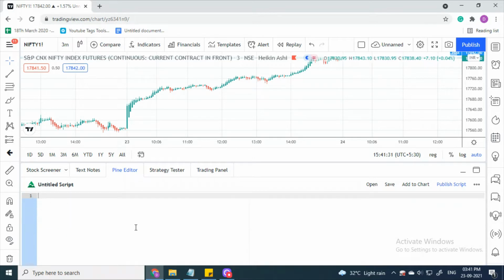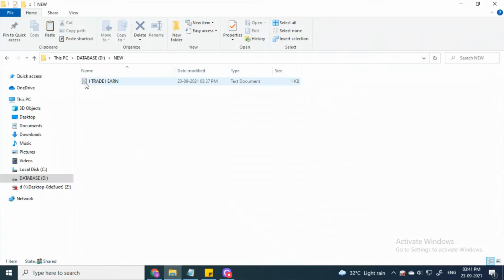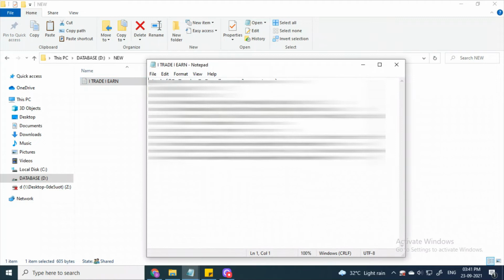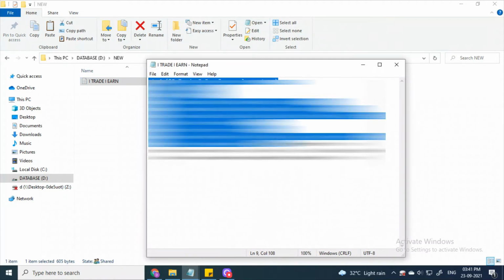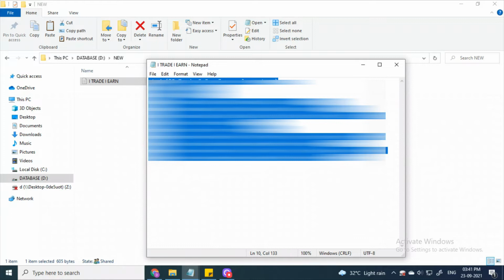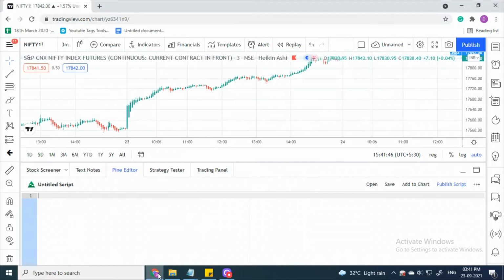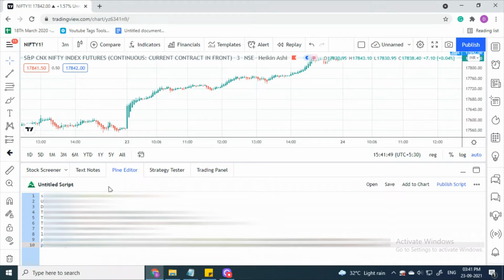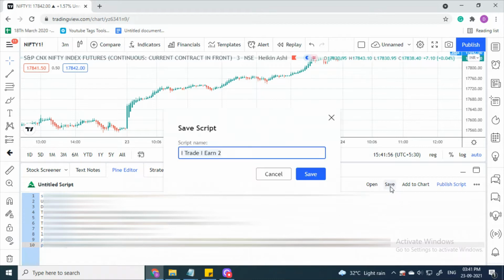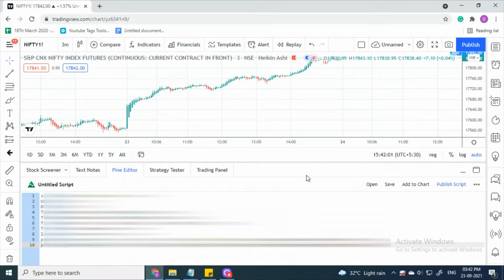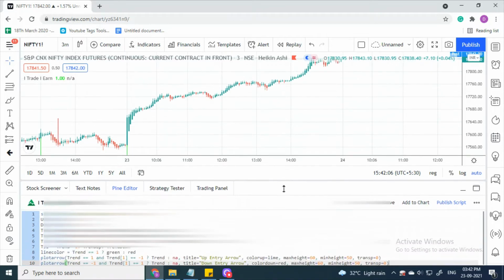We will give you one small code in a notepad. You need to copy the entire code and paste it here in the Pine Editor. Once you have pasted it, click on Save, and this save script will come. Click on Save and Add to Chart and bring it down.